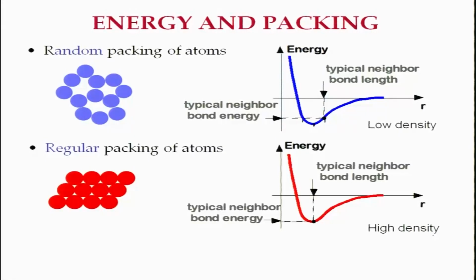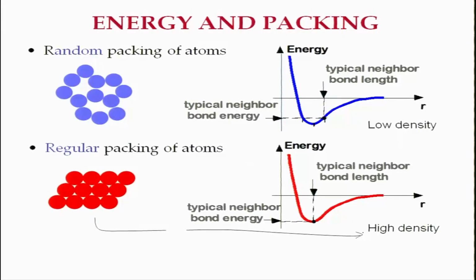So, in systems in which atoms regularly pack themselves, which have a periodicity and the same configuration of atoms around each atom within the lattice, whether you look at this atom or this atom or this atom, all of them have the same neighborhood. In such systems they have higher bond energy, better stability and high density. So, regular packing of atoms leads to high density. That is why metals typically tend to have higher density, because atoms are regularly packed in them.